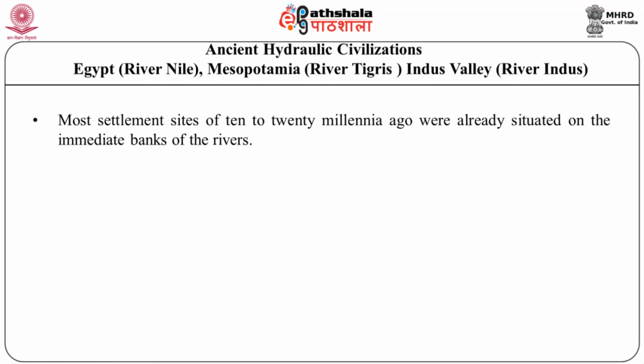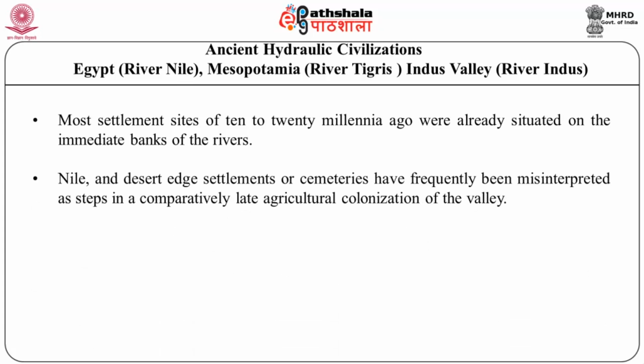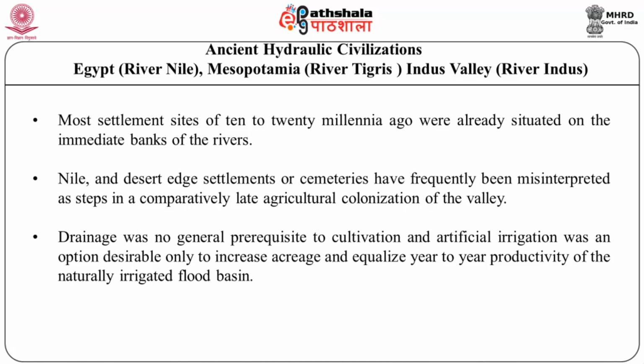According to Carl Butzer, in early hydraulic civilization in Egypt, most of the settlement sites of 10 to 20 millennia ago were already situated on the immediate banks of the river Nile. The desert edge settlements or the cemeteries have frequently been misinterpreted as steps in a comparatively late agricultural colonization of the valley. In fact, drainage was the general prerequisite to cultivation, and artificial irrigation was an option desirable only to increase average and equalize year to year productivity of the naturally irrigated flood basin.